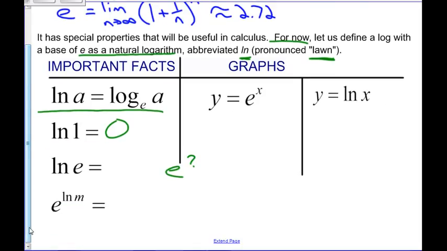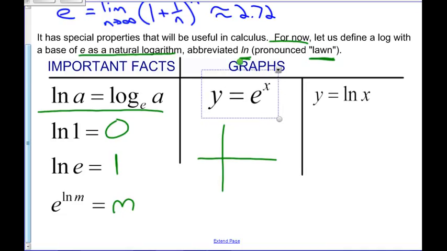Okay, the next one. ln e means e to the power of what gives you e? Okay, because ln is just a log with a base of e. The answer here would be 1. And e and ln are opposite operations, so e to the ln m is going to be equal to m. The graphs are the same as all other exponentials and logarithmics. So here if I put in 0 for x in this, then I'd get 1. So that's a point on the graph. If I put 1 in for x, I'd get e, which is 2.72-ish.